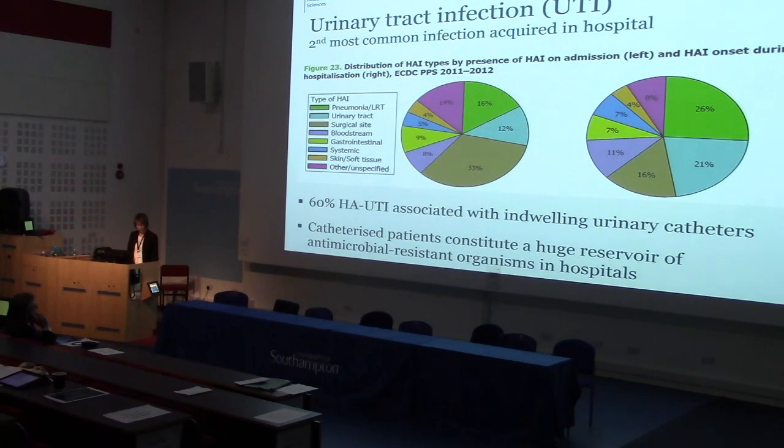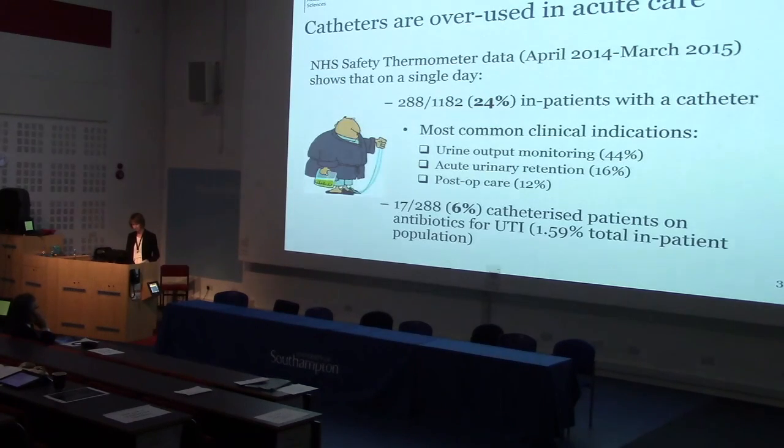Catheterised patients, whether or not they have an infection, have bacteria in their urine, and I think Sandra's work very nicely demonstrates how quickly biofilms form on catheters. And so these patients represent a huge reservoir of pathogenic organisms in the hospital setting, including antimicrobial resistant strains. And of course, in the hospital environment, they're well placed to spread between patients. There's lots of opportunities for these pathogens to spread.